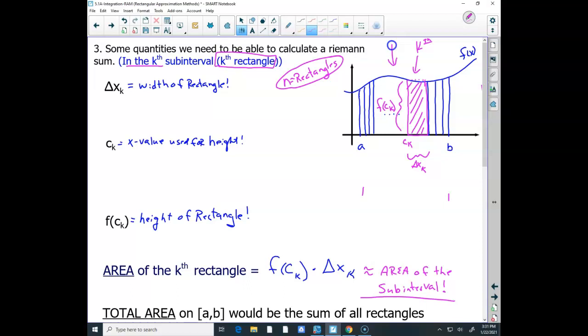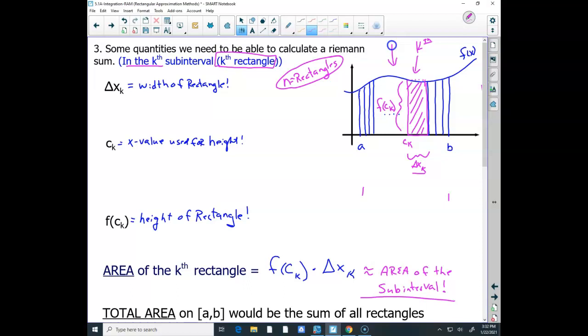When I'm finding the area underneath this curve, bottom line, they are rectangles. The area of a rectangle is base times height. The base, or the width of my rectangle, is right here. It's my delta x sub k. That's the width, and we are keeping all of these widths equal so we have nice, easy calculations.